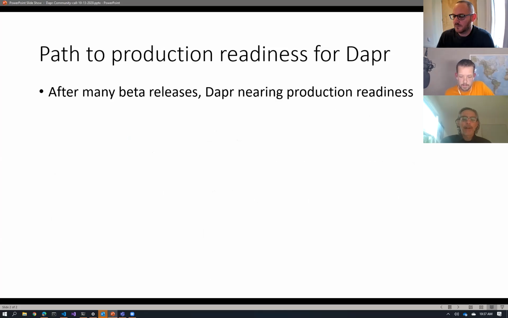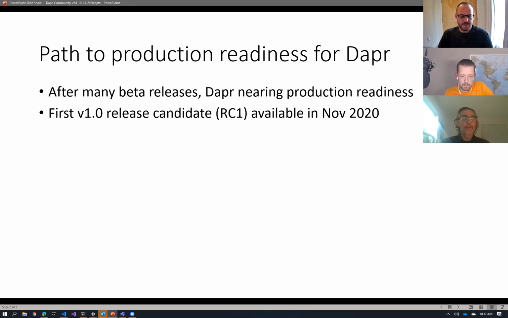And in that time, we've had many beta releases, including 0.11 last month, and each one of these has taken Dapr closer and closer to production readiness. We're pretty clear now that we understand the path to a stable release that you can start to use in production. So our goal is to start releasing a set of release candidates for a v1.0 release, starting with the first one in November of this year.